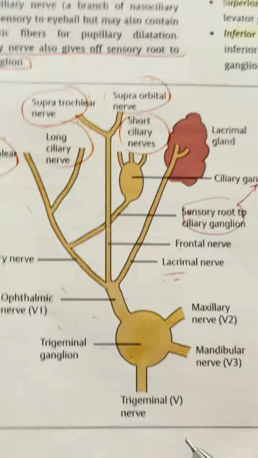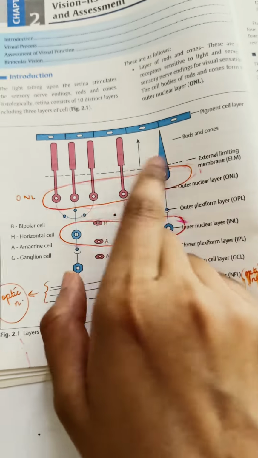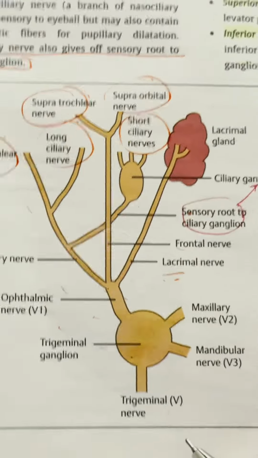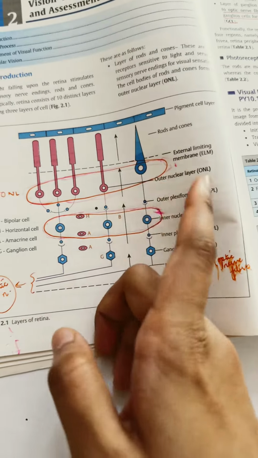Also, quick anatomy of the layers of the retina. Light falls, goes to the pigment cell layer. We have photoreceptors, the rods and cones. Their nuclei or cell bodies form the outer nuclear layer. They synapse through the outer plexiform layer with the inner nuclear layer.